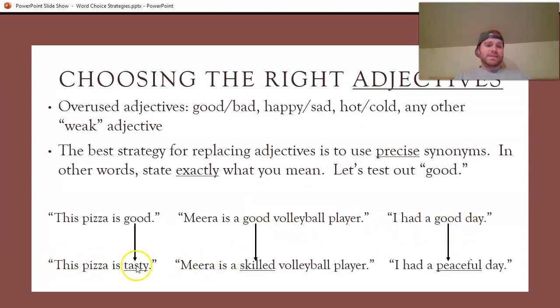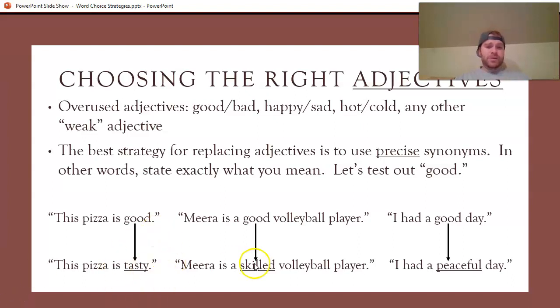I might say the pizza is tasty, right? Tasty would be a good replacement for good. There I am using the word good in a sentence, right? Notice how overused these are in speech. Notice that the pizza is tasty, but I wouldn't say Mira is a tasty volleyball player. That's kind of creepy. I wouldn't say I had a tasty day. That's very strange, right? There I'm being more specific about what I mean by good. This pizza is tasty. This pizza is delicious. This pizza is scrumptious, right? This pizza is exquisite. Those are all much better adjectives than just saying this pizza is good.